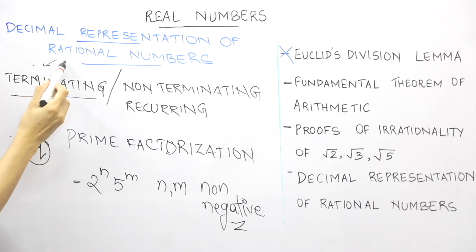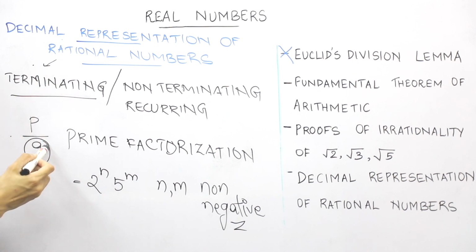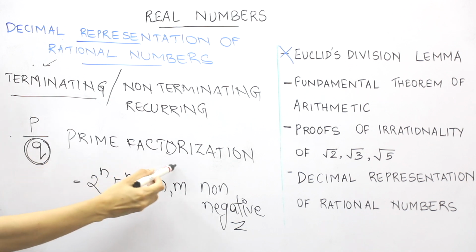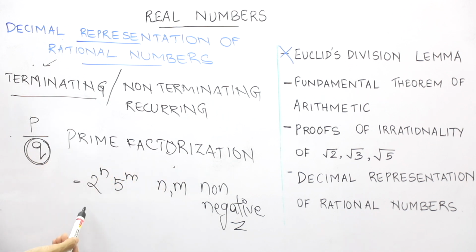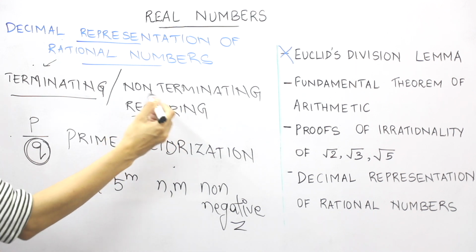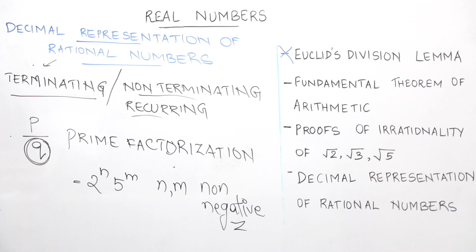So first you express the rational number in p by q form. The denominator q has to be prime factorized, and if its prime factorization contains only powers of 2 and 5, where you can have only 2, only 5, or both, it is terminating. If there is anything other than 2 and 5, for example 3 or 7, you will get a non-terminating recurring decimal representation. So this is the rule to find whether a rational number will have a terminating or non-terminating recurring decimal representation.